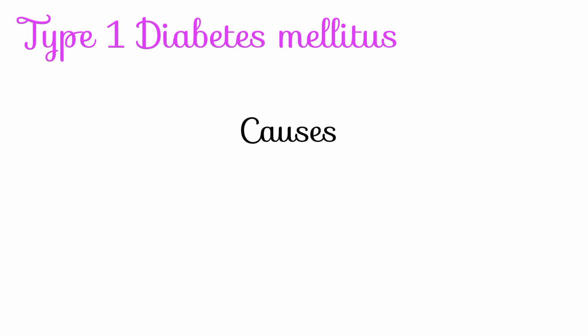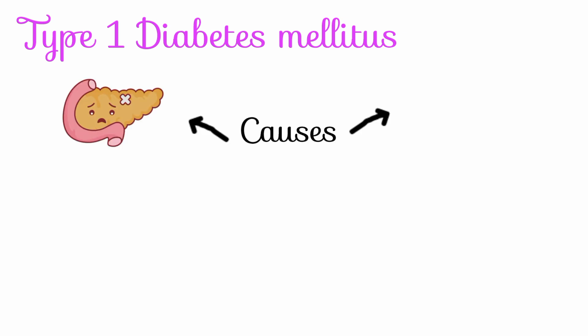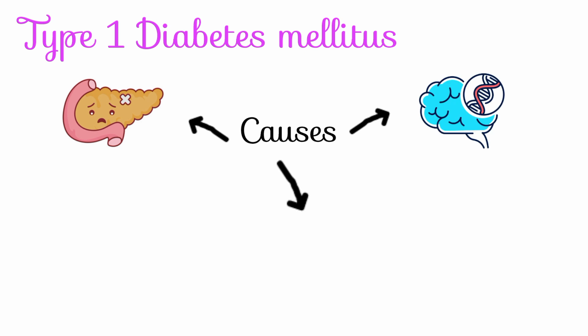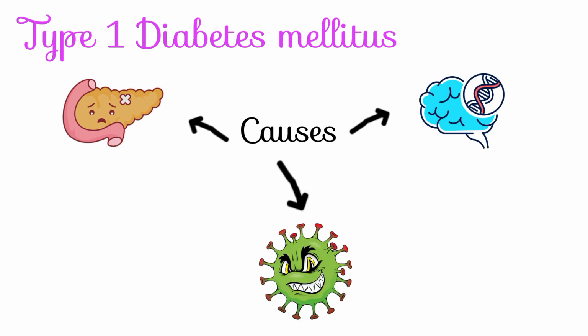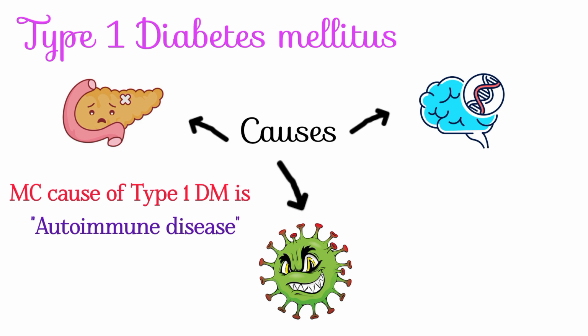The causes of type 1 diabetes mellitus may be autoimmune disease, genetic predisposition, or environmental. In environmental causes, viruses like Coxsackie B virus or mumps. The most common cause of type 1 diabetes mellitus is autoimmune.